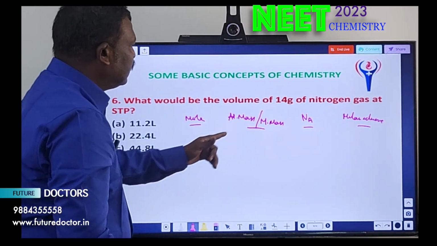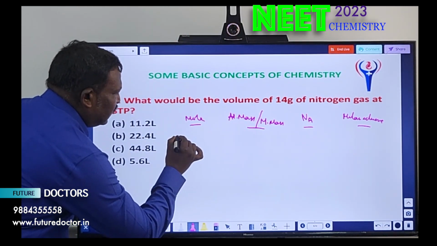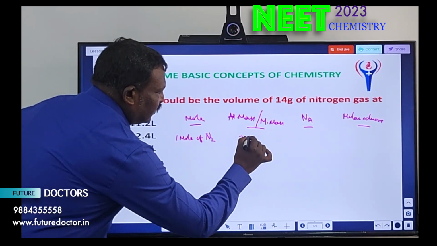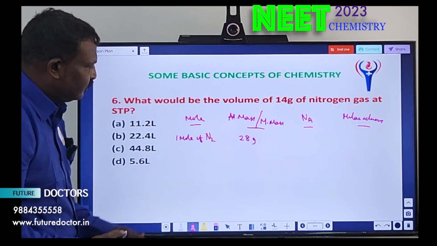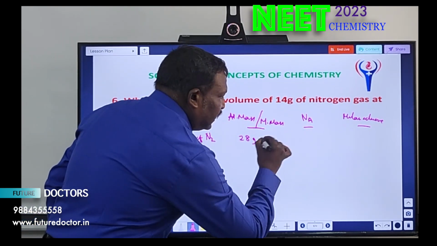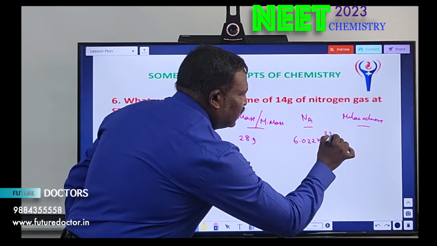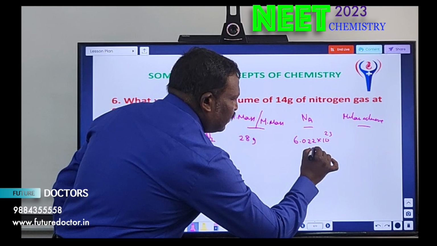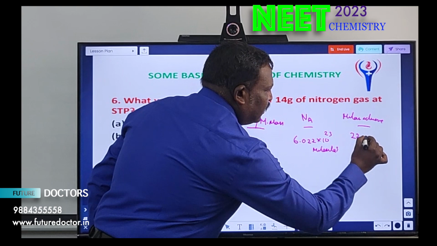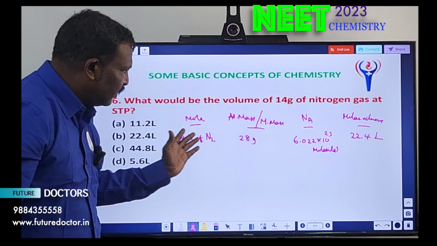See what's common? Nitrogen. 1 mole of nitrogen, how many gram? 28 gram. Correct or not? 1 mole nitrogen is 28 gram. That 28 gram contains how many number of molecules? 6.022 times 10 power 23 molecules. Understood? It's a gas, so that occupies how much volume? It's a standard value, 22.4 liters. Are you following? If one compound is known, we can write all the information.